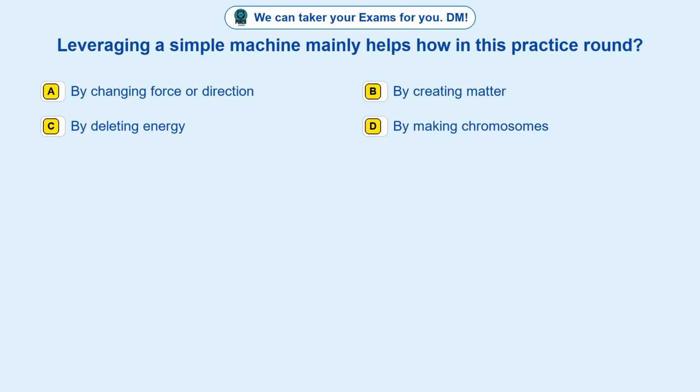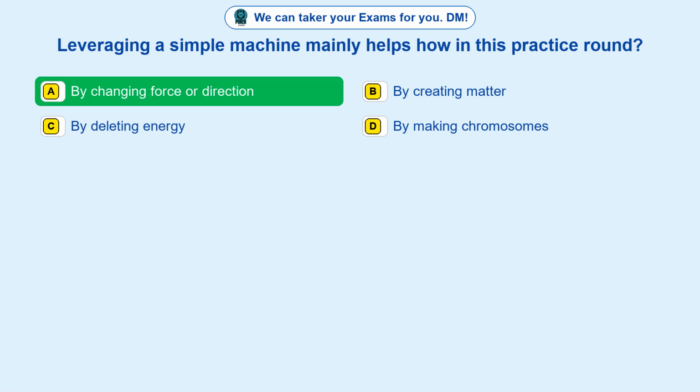Question 63. Leveraging a simple machine mainly helps how in this practice round? Option A, by changing force or direction. Option B, by creating matter. Option C, by deleting energy. Option D, by making chromosomes. The correct answer is option A.